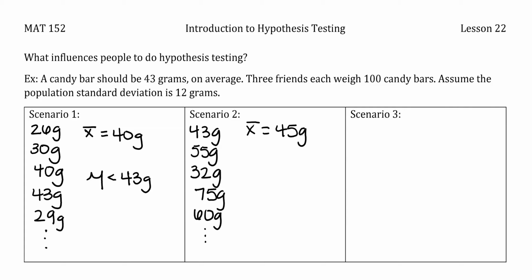And they say, well, I think that the population mean is greater than the 43 grams that it should be. My candy bars seem to weigh more than that. And so I think that the population mean is greater than that.